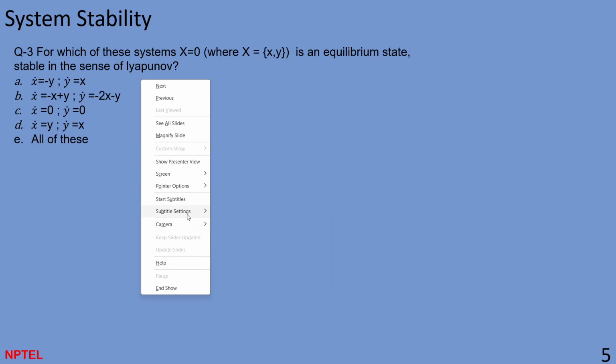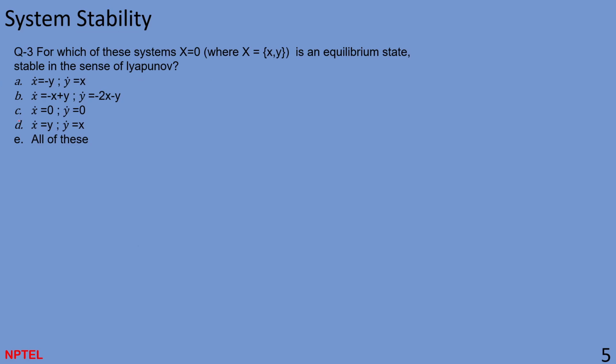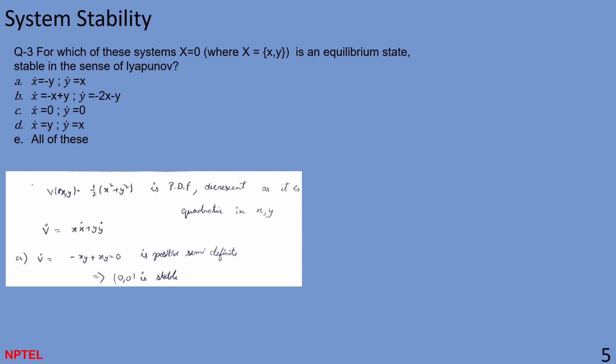So let's start the question. We need to approach this problem one by one. We need to check each option one by one and then we can come to a conclusion. So first, what is the question? In order to check any Lyapunov stability function, there are two states that have been given to you.